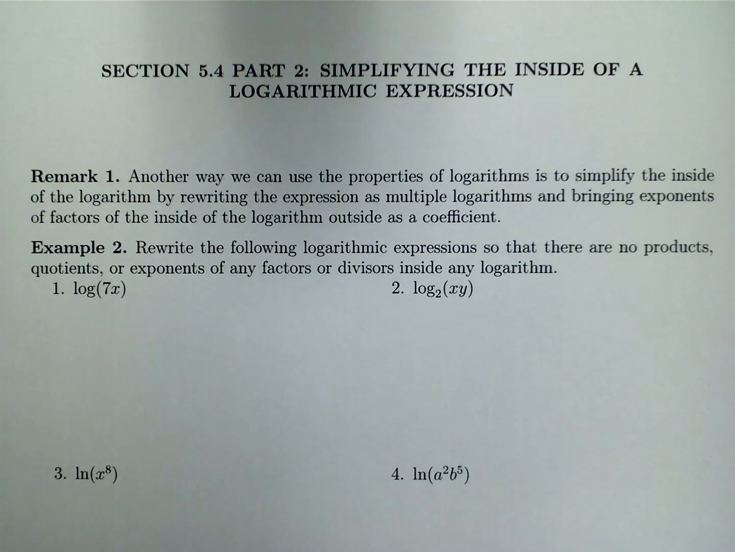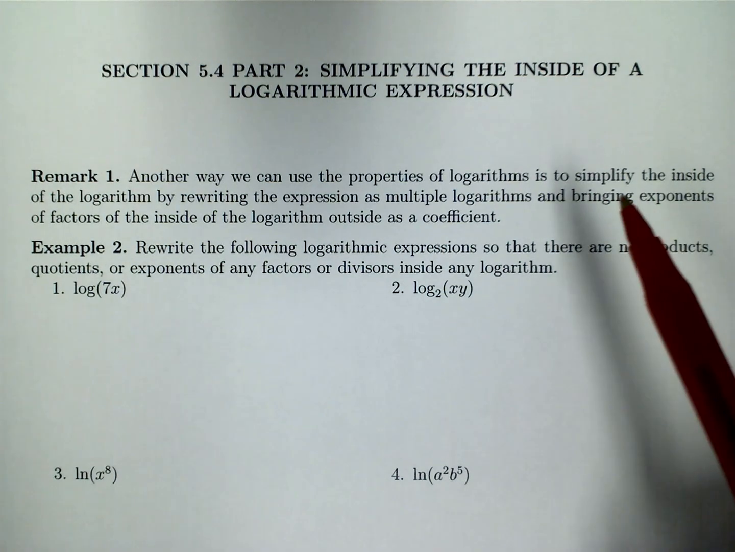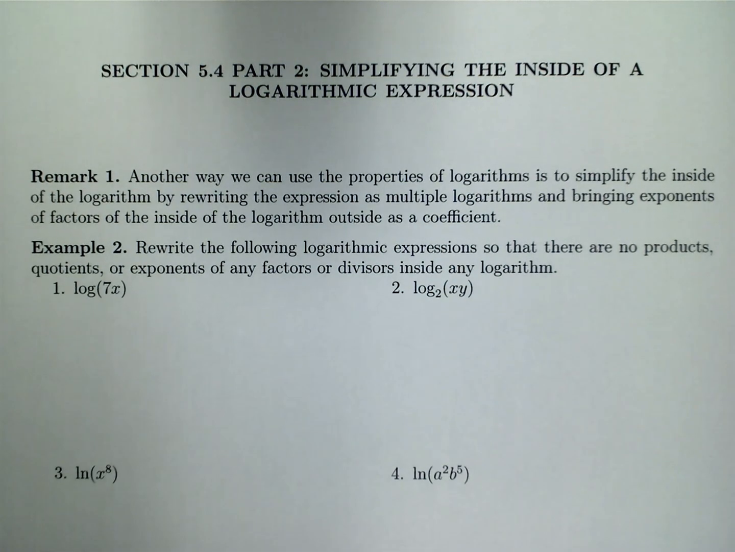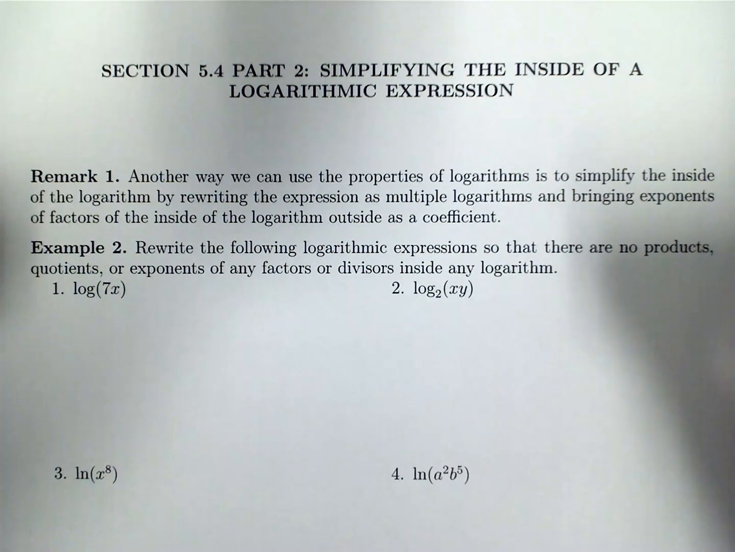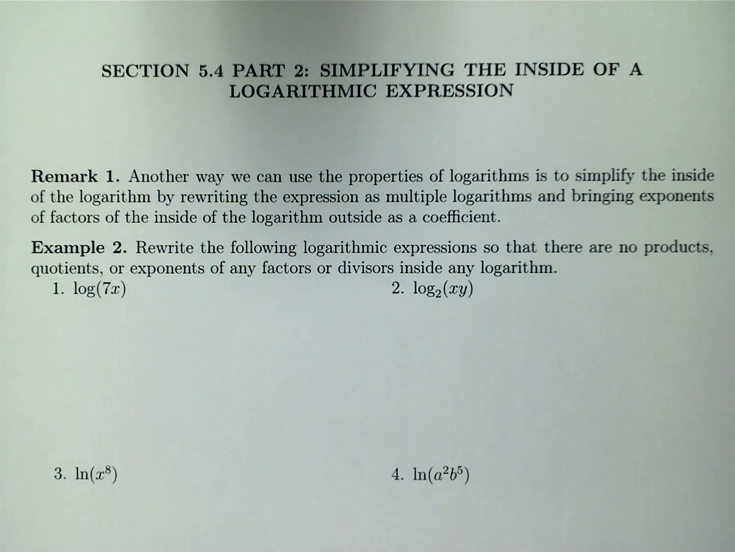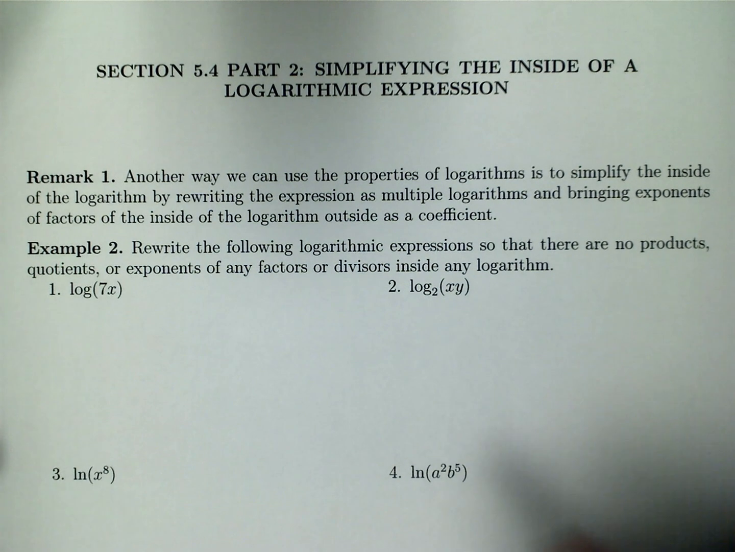So in the last lecture we were talking about the properties or laws of logarithms. In this lecture we're going to be continuing with that. One of the other things we can do with the properties of these logarithms is to simplify the inside of the logarithm by rewriting the expression as multiple logarithms and bringing exponents of factors of the inside of the logarithm outside as a coefficient. I like to think about this as pulling apart the logarithm, sort of expanding it, if you will. It makes the insides definitely look more simplified.